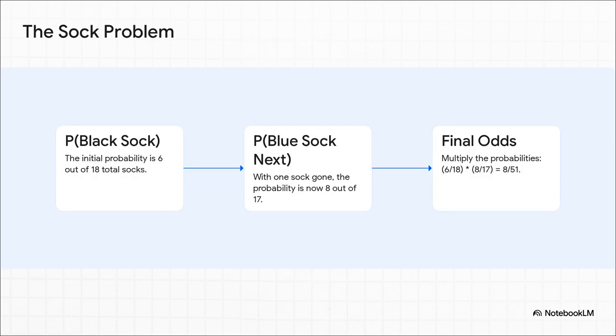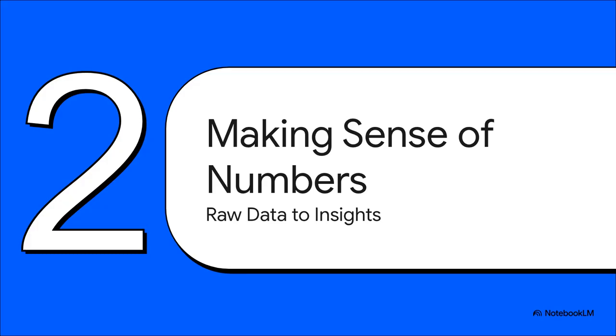Let's walk through this step by step. So when you first reach in, you've got 18 socks in there, and 6 of them are black. That means your chance of pulling out a black one is 6 out of 18. Easy enough. But here's the key. You don't put it back. So now everything's changed. There are only 17 socks left in the drawer, and 8 of them are still blue. So the probability for your second pull is now 8 out of 17. To get the final odds, we just multiply those two probabilities together, and boom, we get our answer. 8 in 51.